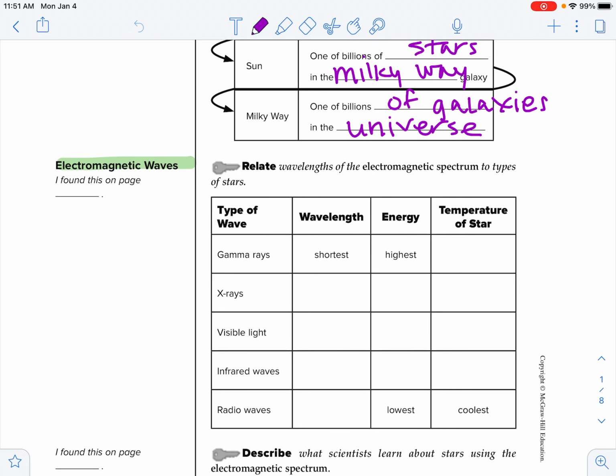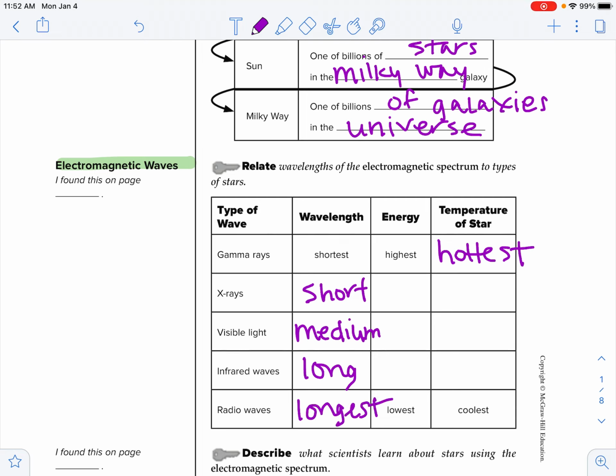So with this graph, you really are looking at the type of wavelength, energy, and temperature of the stars. Okay, so gamma has the shortest wavelength, has the highest energy, and so it's going to be the hottest star. Okay, X-ray. So wavelength for gamma is shortest, so X-ray is going to be short. And then let's just go ahead and fill these in. The wavelength is getting longer, isn't it? And so it has long here and longest down here. Because the spectrum is arranged by wavelength, with the gamma we have the shortest wavelength, and the radio we have the longest wavelength.